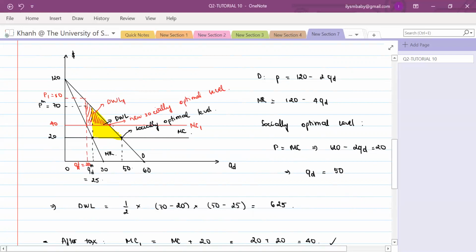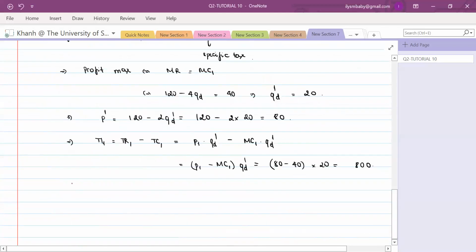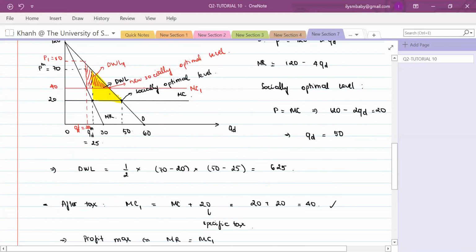Okay, so what I want to do is to find the new socially optimal level of output. The new socially optimal level is where the price equals the new marginal cost. So that's 120 minus 2QD equal to 40, and therefore QD is 40. All right, so that is the quantity over here, which is 40.